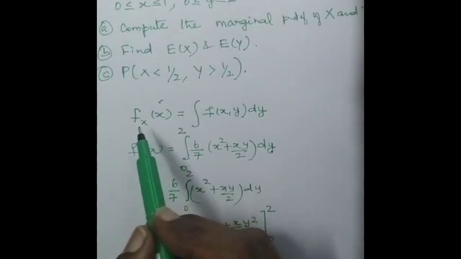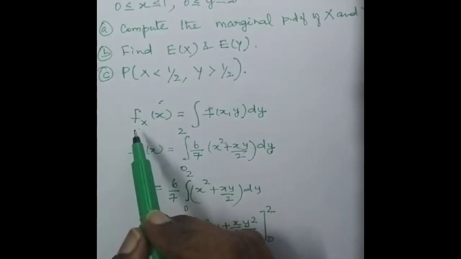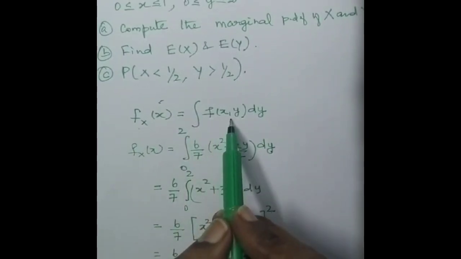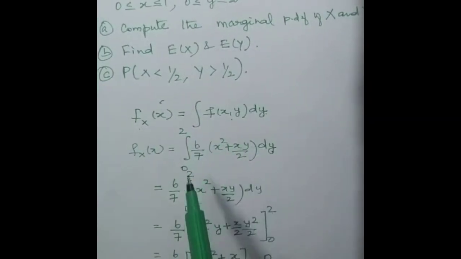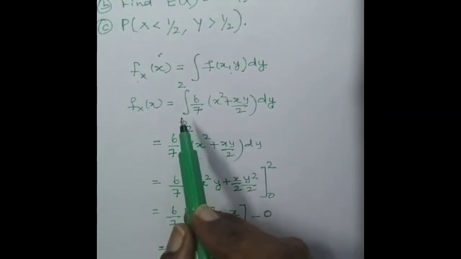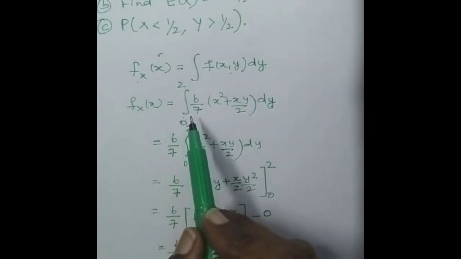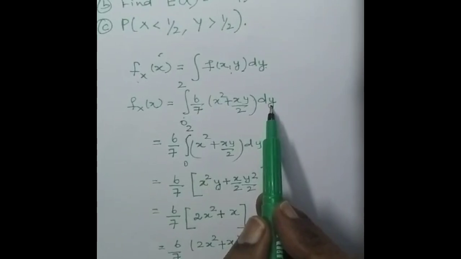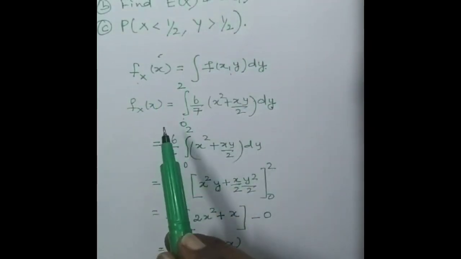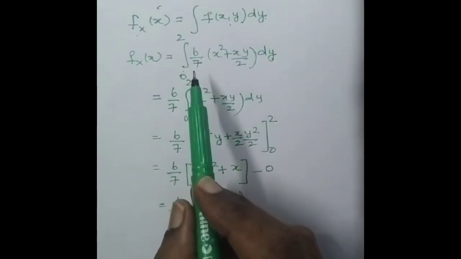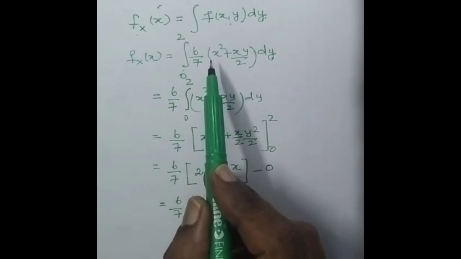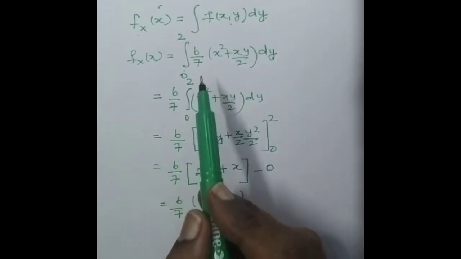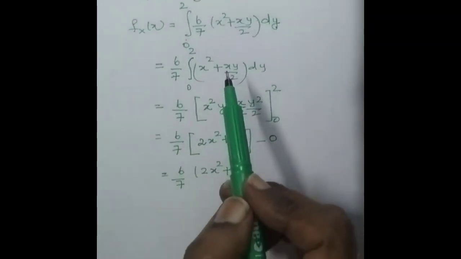Let us find the marginal density function of x. To find the marginal density function of x, we have to integrate the joint density function with respect to y. So f x of x is equal to integrating the joint density function, 6 by 7 into x square plus xy by 2 dy, where the limits for y is from 0 to 2. Let us integrate this with respect to y, keeping x as a constant. So 6 by 7 constant we can take outside. So we have to integrate this with respect to y.